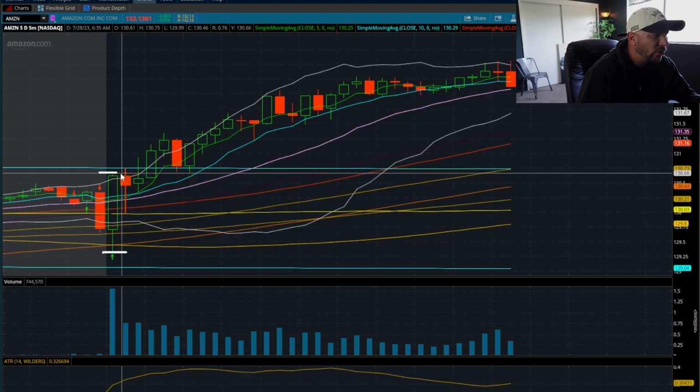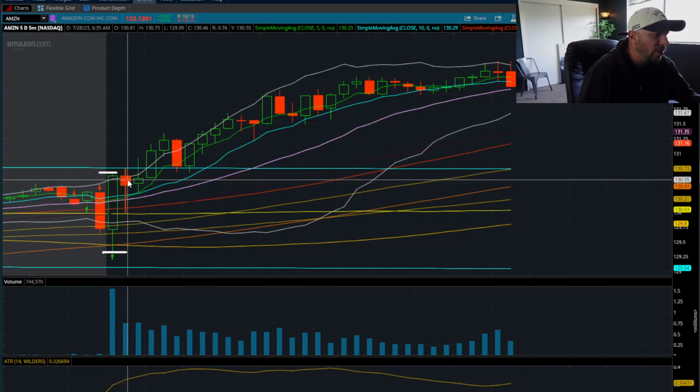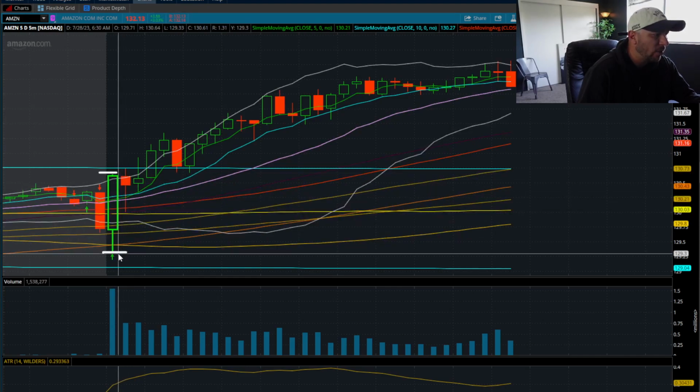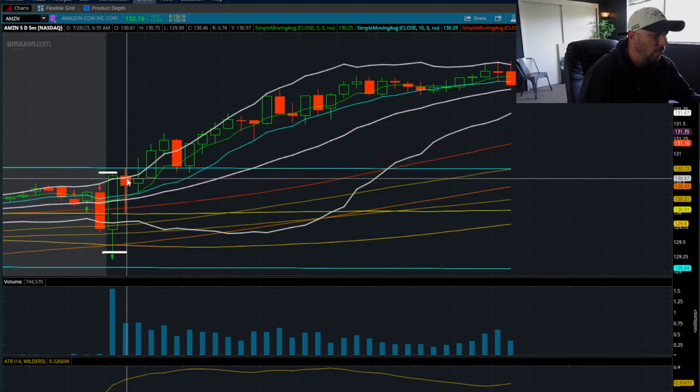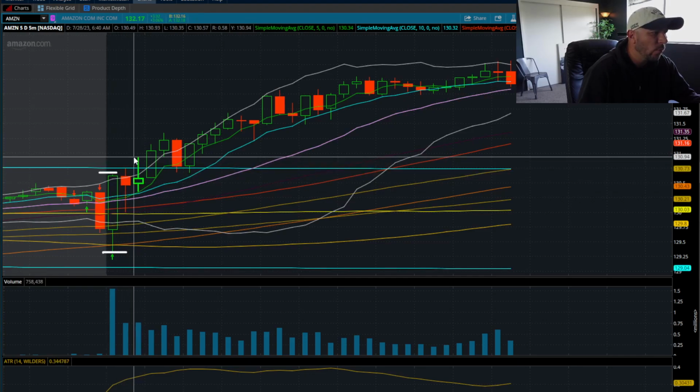So the next candle does confirm. You could have taken an entry here. Again, we do pull back. We're still over our stop loss, so no harm, no foul there. Or the 131 is what I put in there.